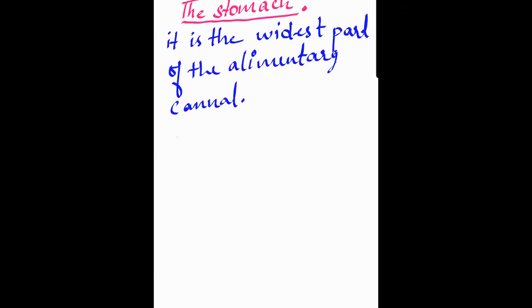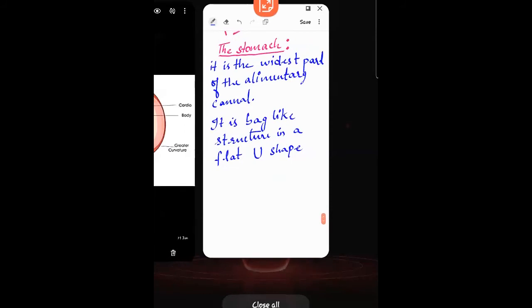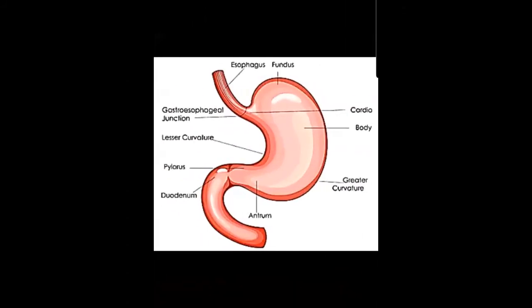And the second one is, it is a bag-like structure in a flat U shape. It's just like a bag, and you can see in the diagram, it is a completely U shape.